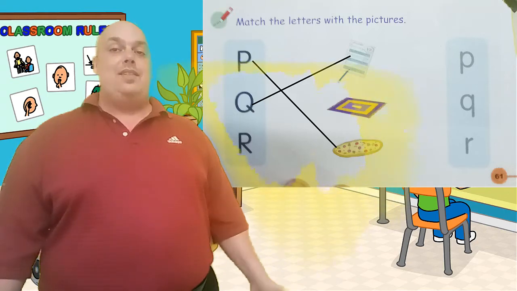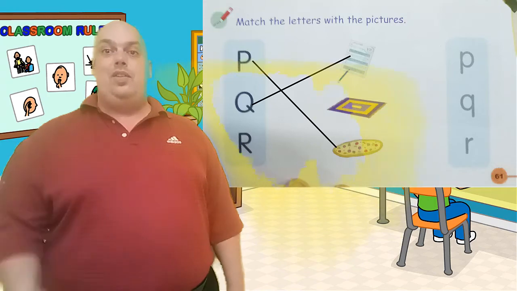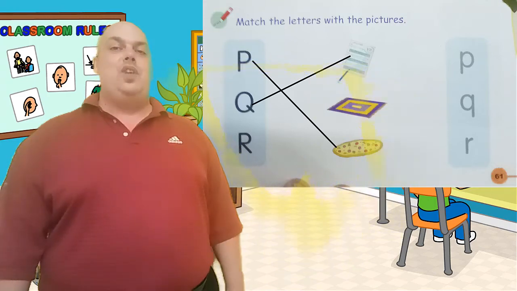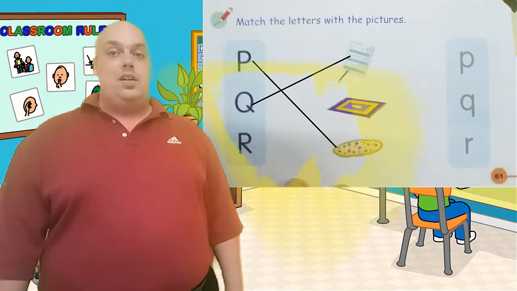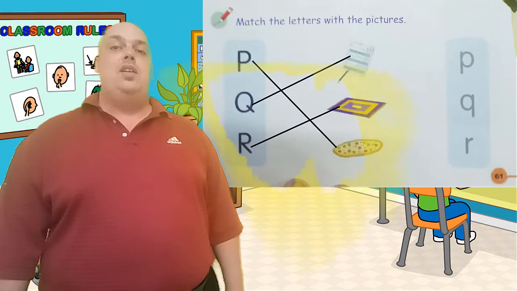Okay, now for the last letter, there's only 1 picture left, so this one should be very easy. The last letter, letter R, is of course for rug. So draw a line from letter R to the rug.